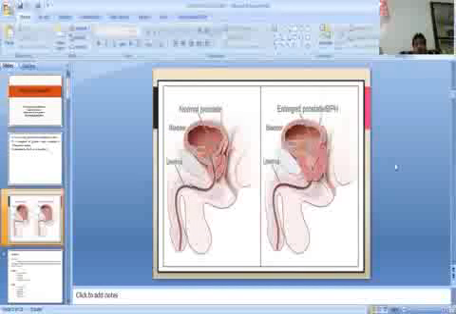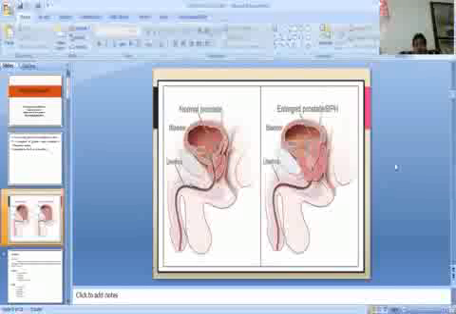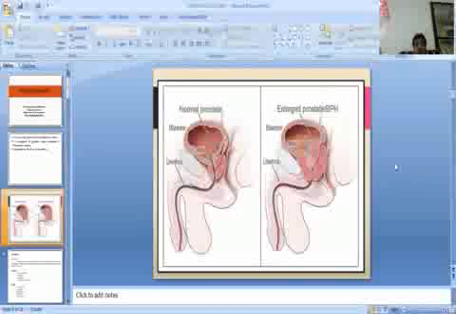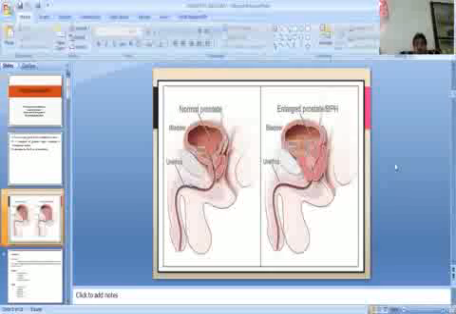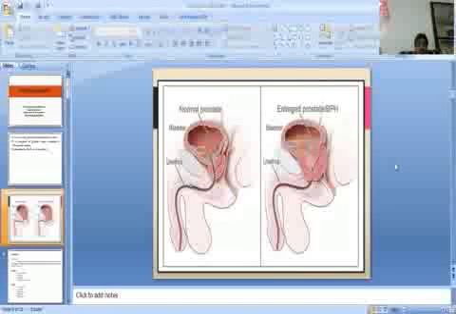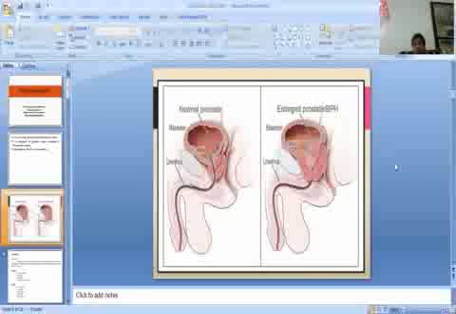In this picture, as you can see, in the right side diagram, the normal prostate is anterior to the rectum and anus, and downward of the urinary bladder, and posterior to the pubic symphysis. In the left side diagram, as you can see, the enlarged prostate is called BPH, benign prostatic hyperplasia.